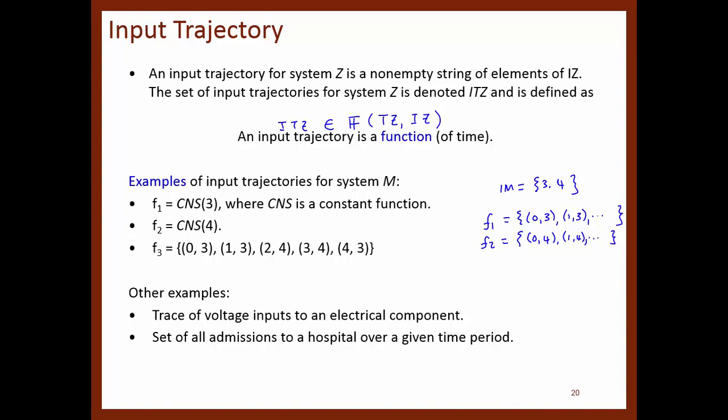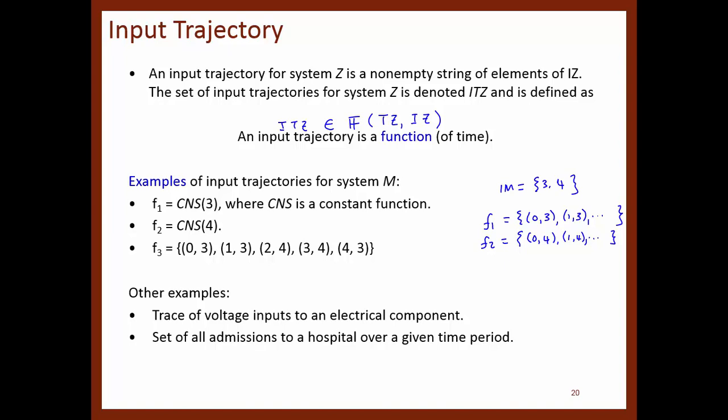So an input trajectory is a function of time. Examples of input trajectories for M are here. C3 is a constant function, which means that you're going to be receiving 3s all the time. And then we have constant 4, and then we're going to have another one that looks like this.